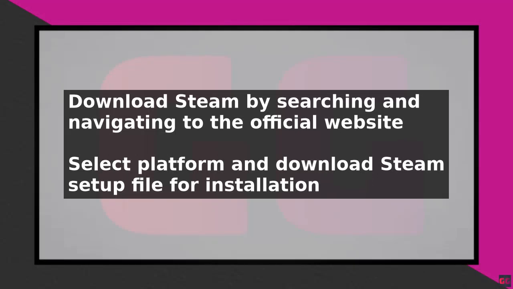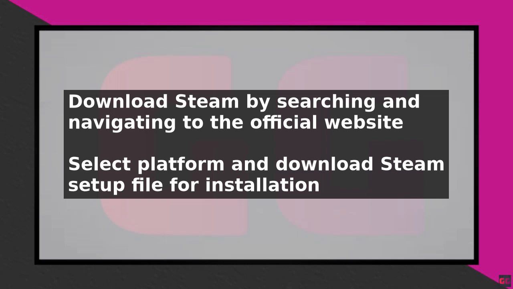To download and install Dwarven Realms on your PC or laptop, start by downloading Steam, an app that allows you to buy, download, install, and play games. To do this, type Steam into a search engine and navigate to the official Steam website. Then click the Install Steam button at the top of the page.